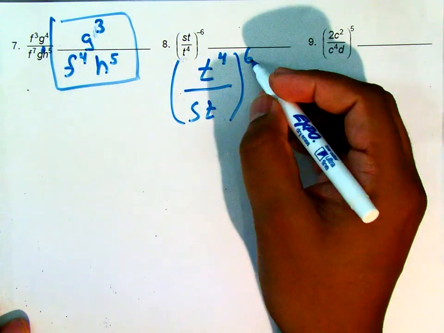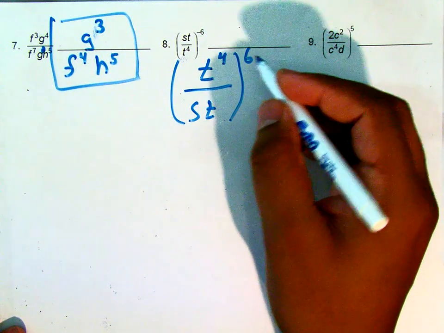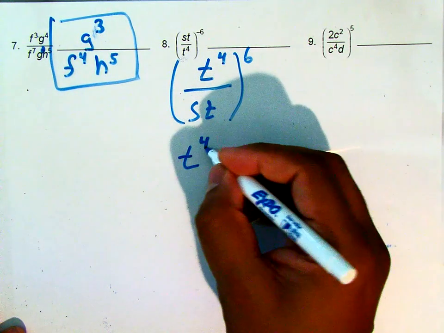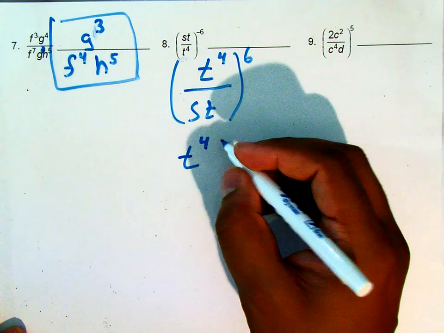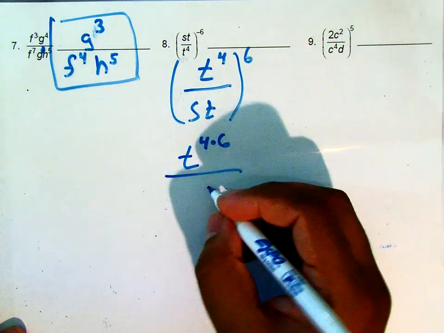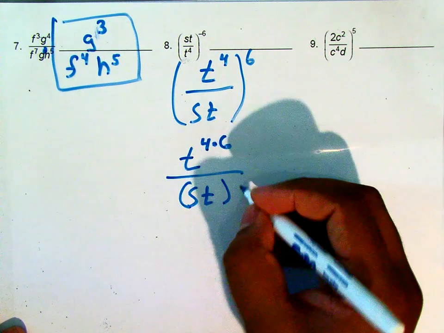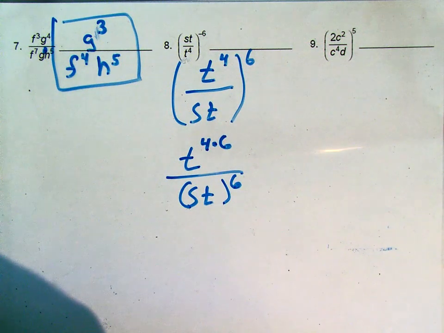Now I'm going to apply this 6. This is from the previous video. I'm going to apply this 6 to the t to the fourth. And that's going to be times 6. And then here, st to the 6. That's this whole thing raised to the 6th power.